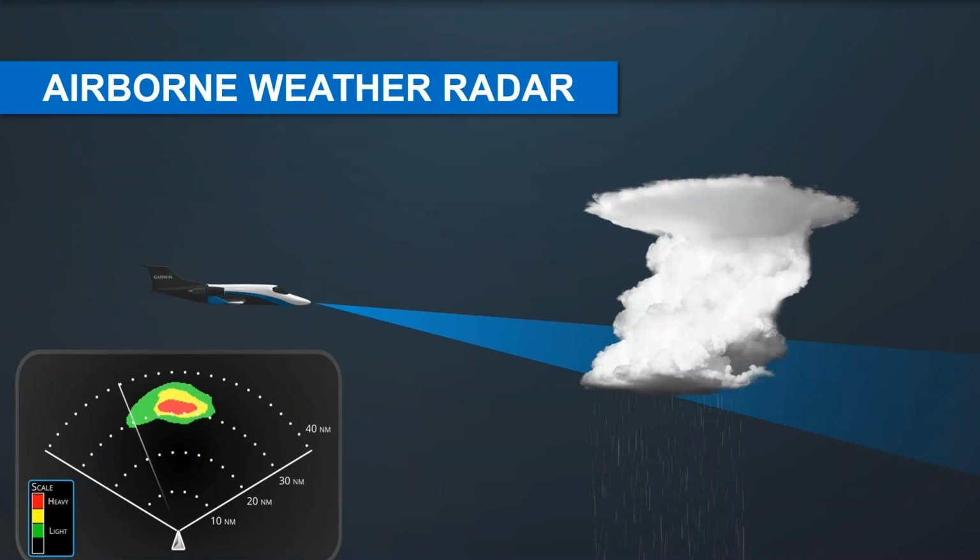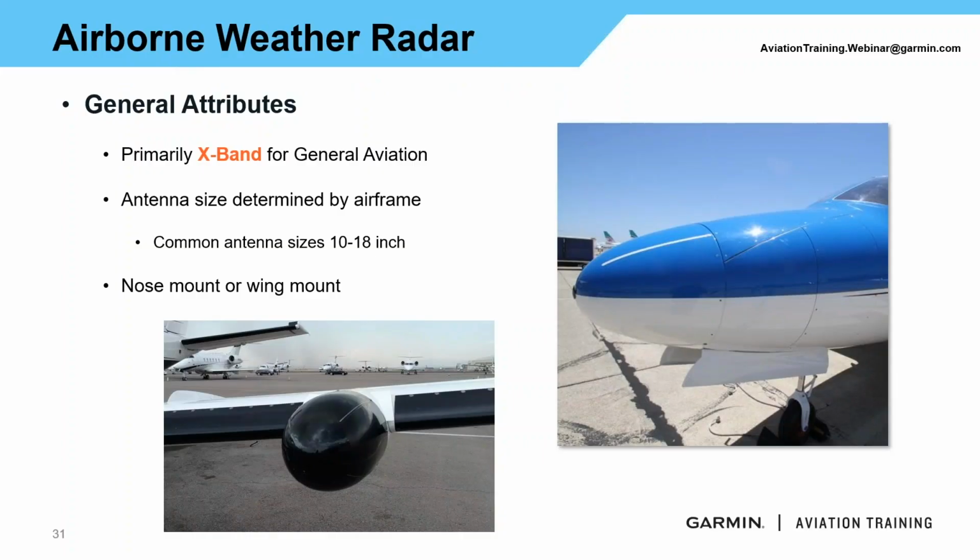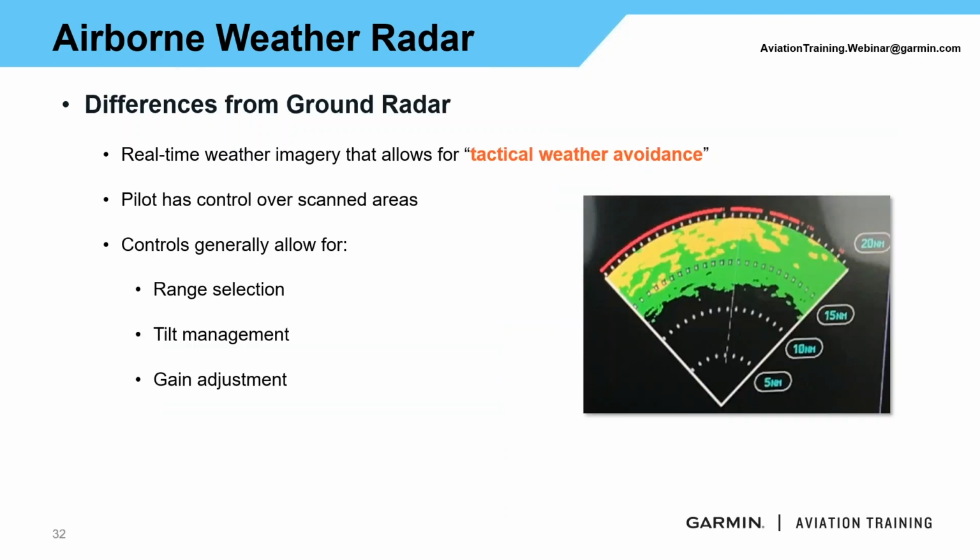All right, switching over to airborne weather radar. General attributes: it is at X-band, as we mentioned, in the common sizes. Based on the size of your aircraft, it'll either be in the nose cone or on a wing mount. The difference here is we're switching over from more strategic weather avoidance to tactical weather avoidance. And we're looking at 3 controls for the pilot, and 2 that we're going to focus on. So range selection, adjusting your range to be able to display different distances.